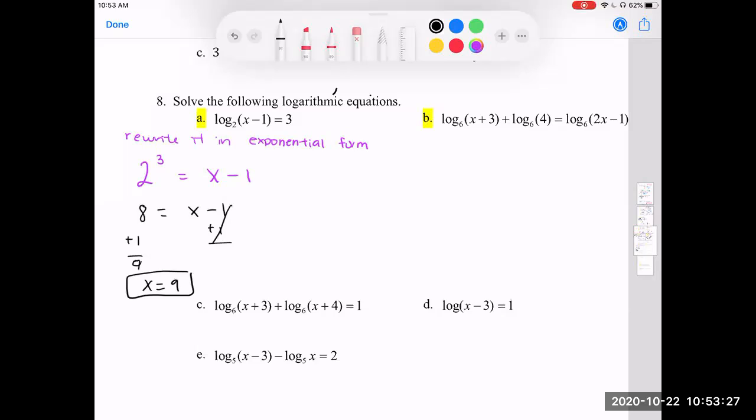Now, one annoying thing that you must do for logarithm equations is you have to check them. Because remember, your argument in your logarithm, whatever you have inside, it needs to be positive. And also the argument needs to be true. So those two conditions need to hold. So I have log base 2 of 9 minus 1 equals 3. Log base 2 of 8 equals 3. And yeah, that holds. 2 to the third power equals 8. So that's true.